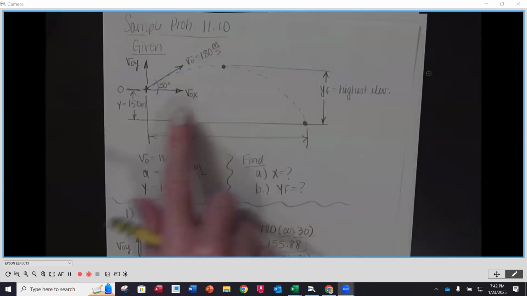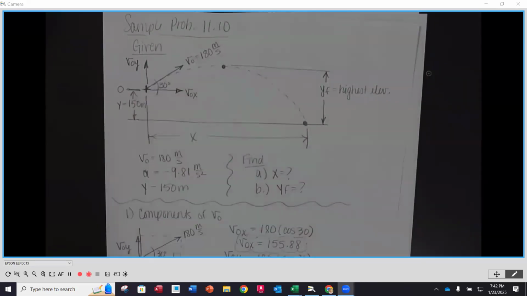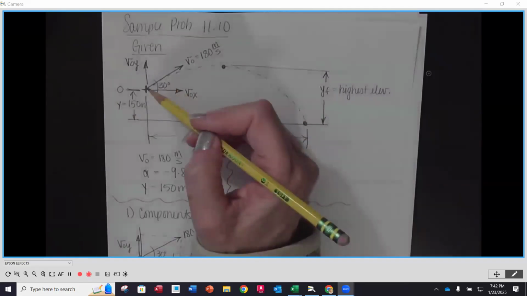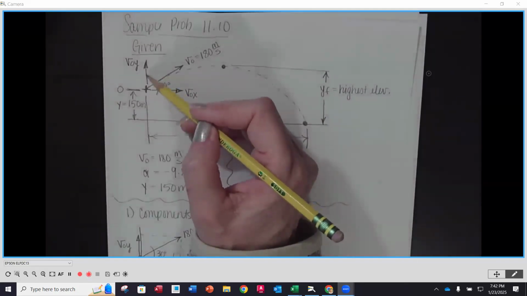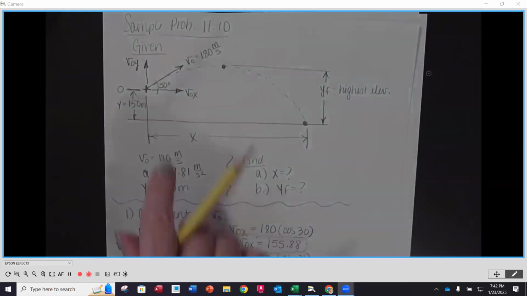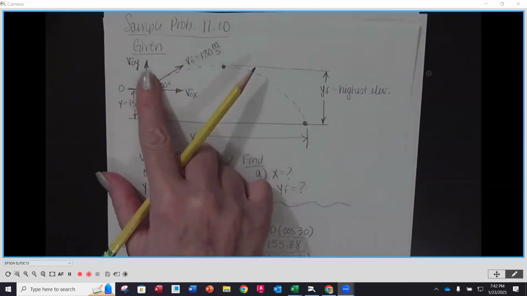Now, it's kind of hard to know, if we want to go along that x-axis, we have to know a time. So that doesn't help us. And we don't know how far that's going to be. But what we do know is in the y direction that we're starting out with that 90 meters per second going up.